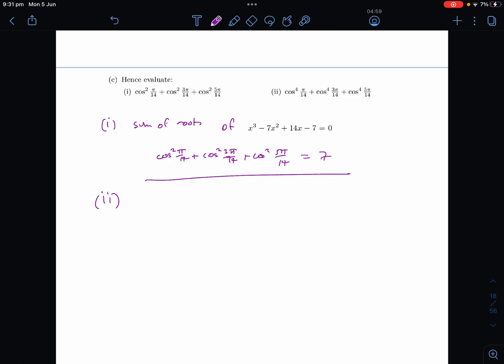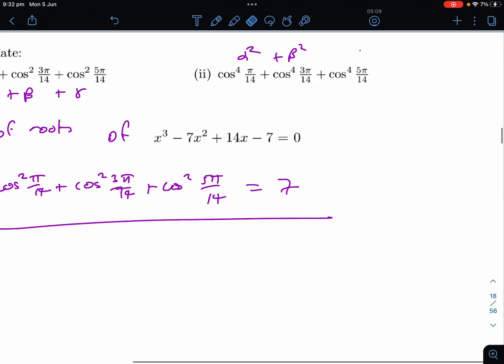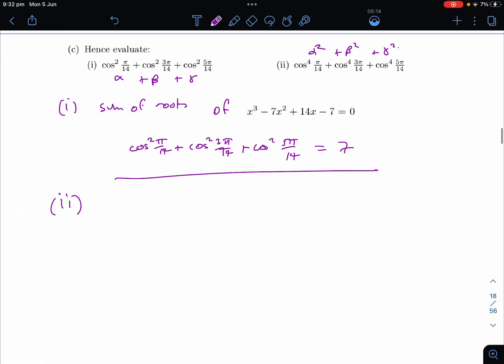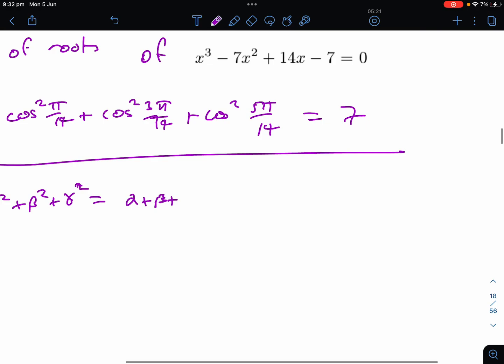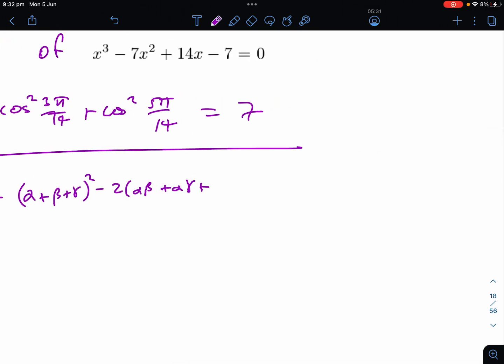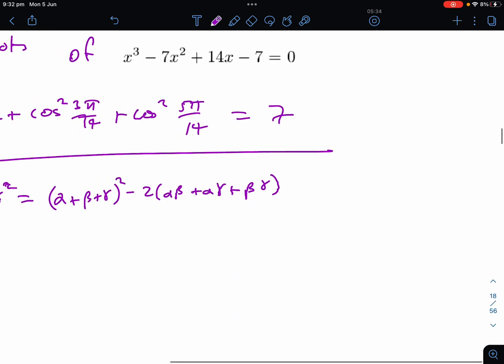I'm hoping you can see if this is alpha plus beta plus gamma, this is alpha squared plus beta squared plus gamma squared. How do you get alpha squared plus beta squared plus gamma squared? I'm hoping you remember from your Extension 1 work, it will be alpha plus beta plus gamma all squared minus 2 lots of alpha beta plus alpha gamma plus beta gamma.